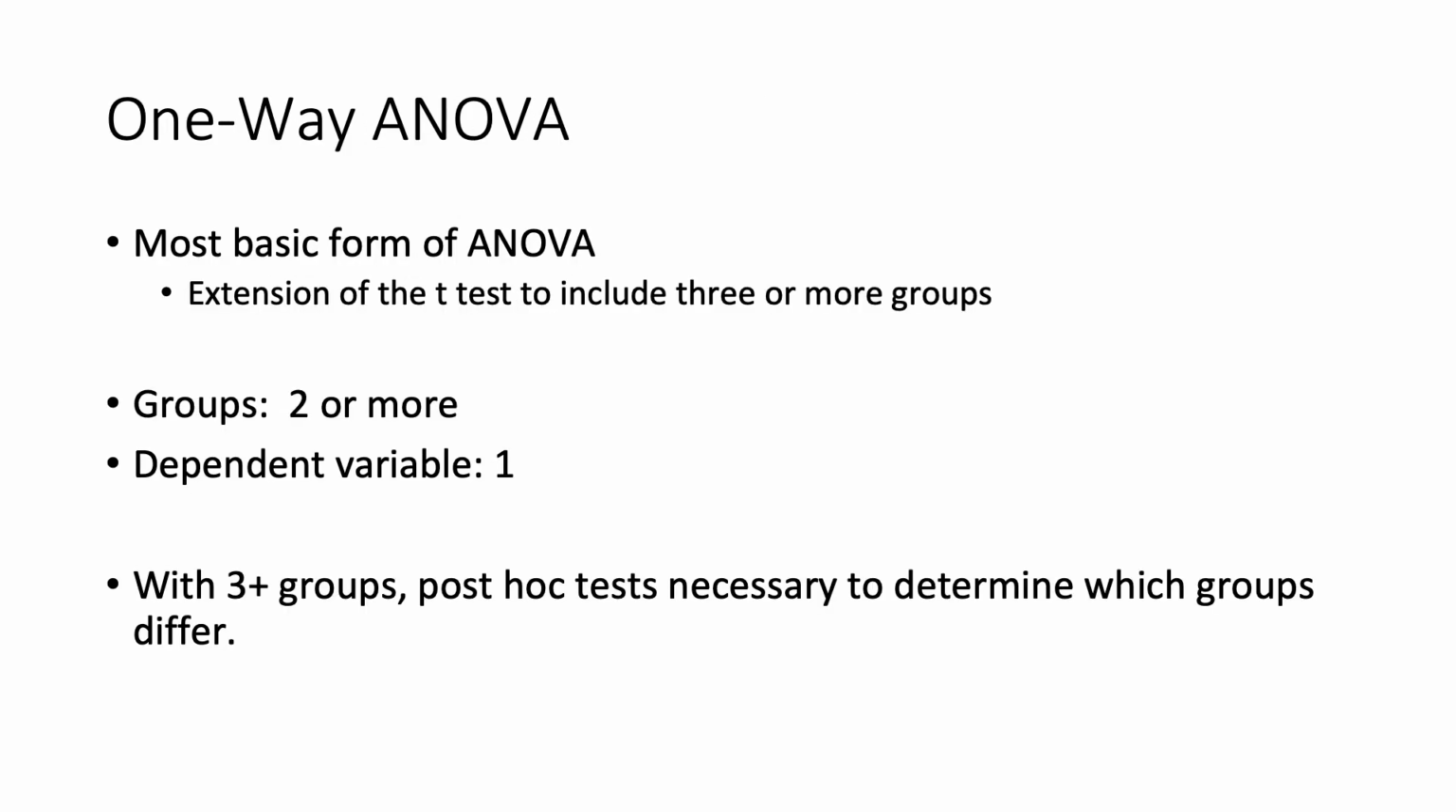The one-way ANOVA is the most basic form of ANOVA, which is basically an extension of the t-test to include 3 or more groups. So let's say that you want to compare the effect at 0, 20, 40, and 60 minutes of training, and with this, each time value represents a distinct level of that factor. One thing to consider is that if you have 3 or more groups, you'll need to perform a post hoc test, which is necessary to determine which groups differ from each other.